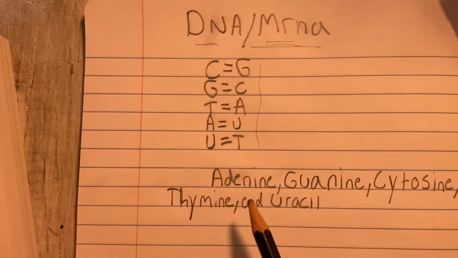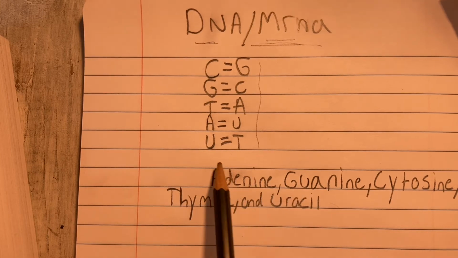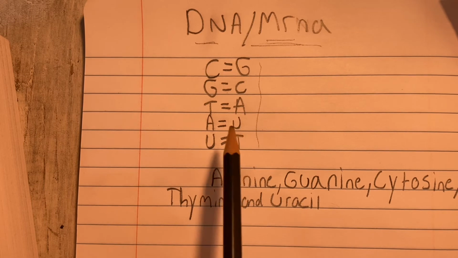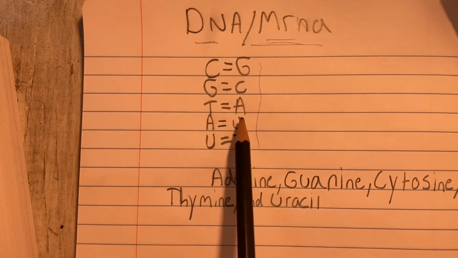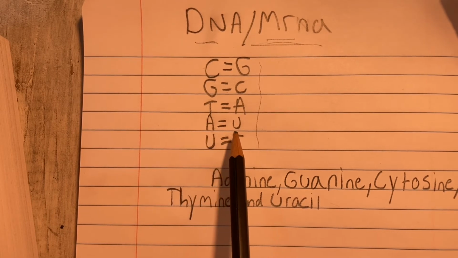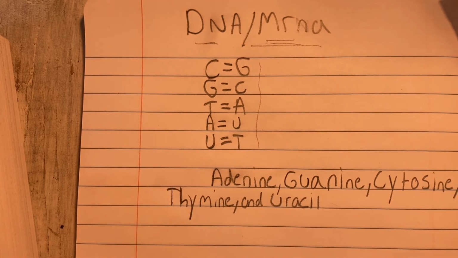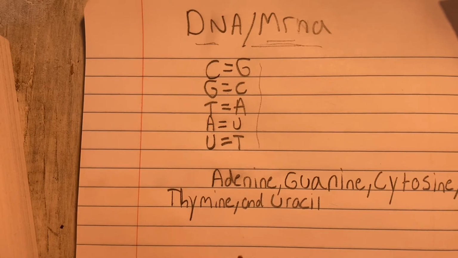I'm making this simple for you. There's plenty of science behind it. So, uracil goes back to thymine, even though thymine turns to adenine, and adenine turns to uracil. It's somewhat of a circle, okay? So, I'll write down a little one for you.